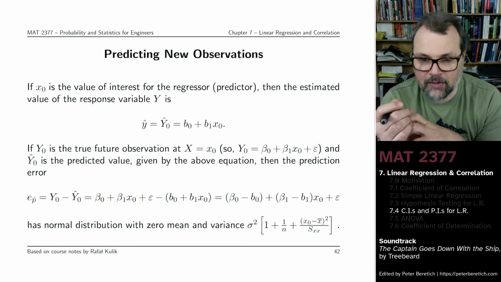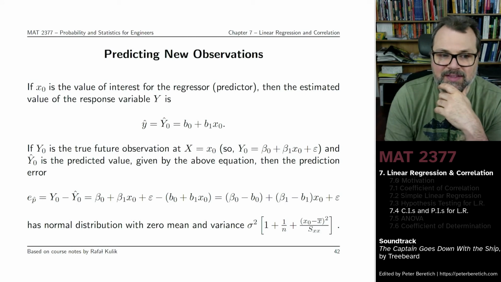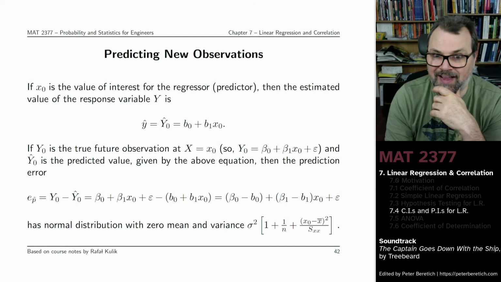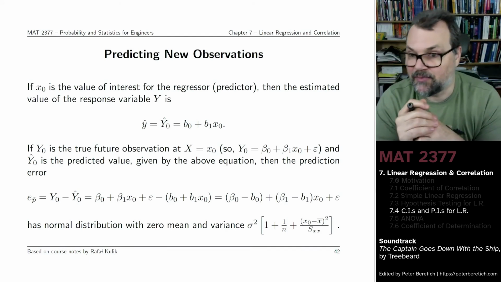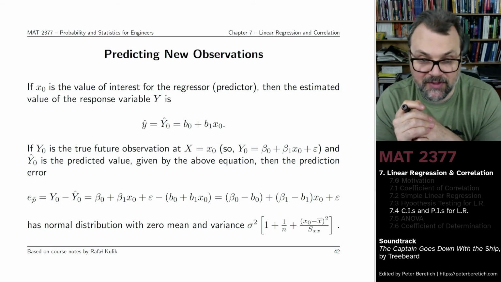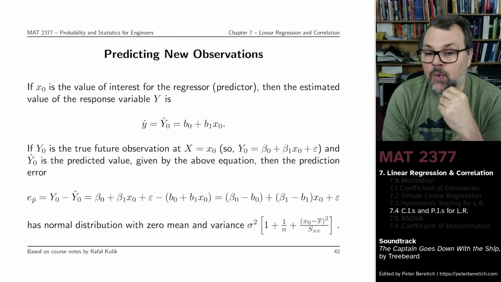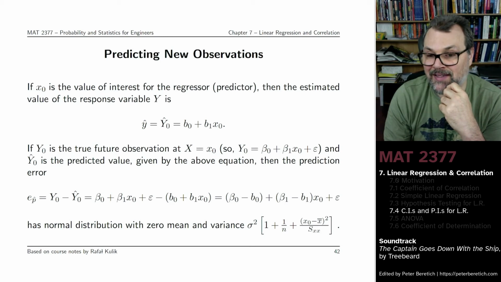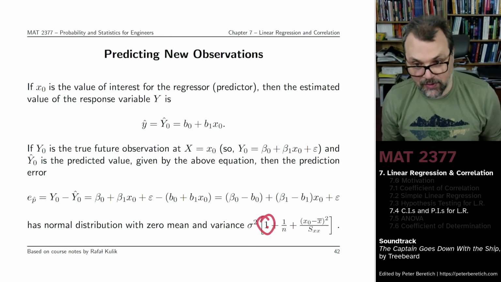And if you work that out, you will get beta 0 minus b0 plus beta 1 minus b1 times x0 plus epsilon. And this has a normal distribution with zero mean. Right? On average, you would expect the true value to be as likely to be above the line of best fit as it is to be below the line of best fit. And it has a variance which is given by sigma squared times 1 plus 1 over n plus x0 minus x bar squared divided by Sxx.